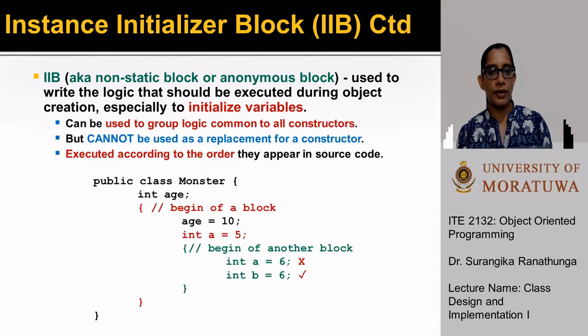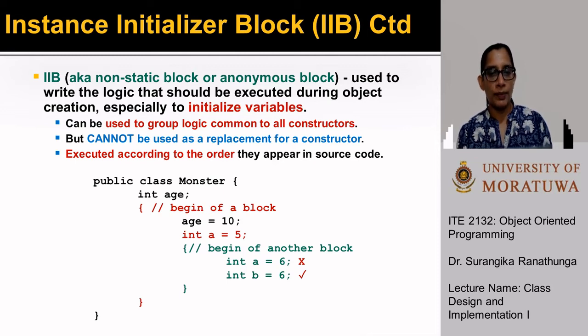So if this block appears outside any constructor or method, we call it an instance initializer block, or IIB. It is also called a non-static block because it is not static, or an anonymous block. It is called an anonymous block because in Java you can define a block inside a class without giving any name. So that is why we call it an anonymous block. This anonymous block is very useful to initialize variables. Variables means the instance variables, or what we call the attributes.